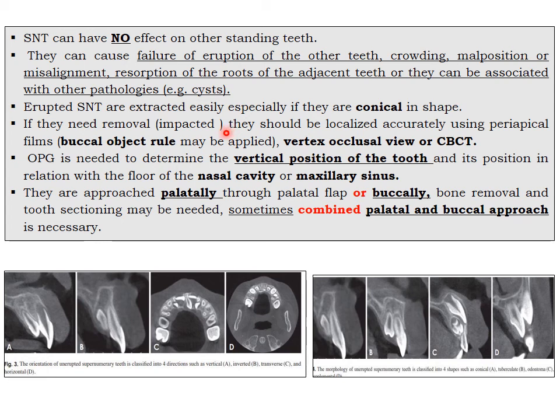For vertical position localization, if we want to know the vertical position, we can use an OPG radiograph to determine the vertical position of these teeth, and also study the relation of these teeth, the auxiliary teeth, to the nasal cavity and the maxillary sinus. When we decide to remove it surgically, the approach might be palatal or buccal, or sometimes a combination of buccal and palatal approach, and we do the same method we use for surgical removal of teeth.